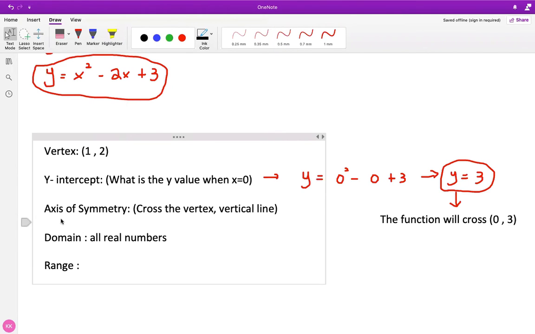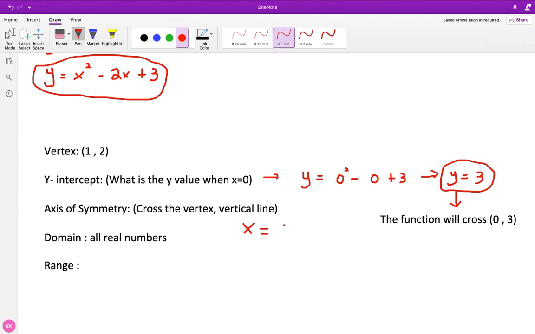So next, I want to know what's the axis of symmetry for this function. So basically, the axis of symmetry is a vertical line which crosses the vertex of this function. So I need to know the x-coordinate of the vertex, which always equals the axis of symmetry. So the equation of the axis of symmetry is x equals the x-coordinate of the vertex. In this case, which is 1. So x equals 1 is the axis of symmetry for this function.